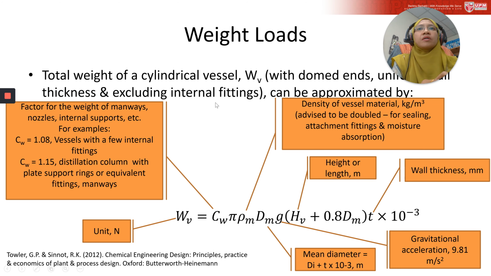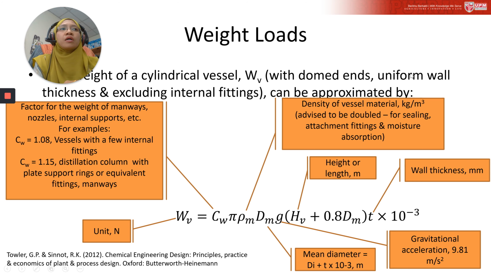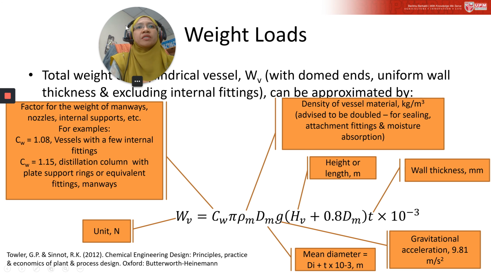For preliminary calculation, you can approximate the weight of a cylindrical vessel with dome ends, with uniform wall thickness and excluding internal fittings. So we can assume the vessel has domed ends and uniform wall thickness, excluding internal fittings. This is a preliminary approximation.